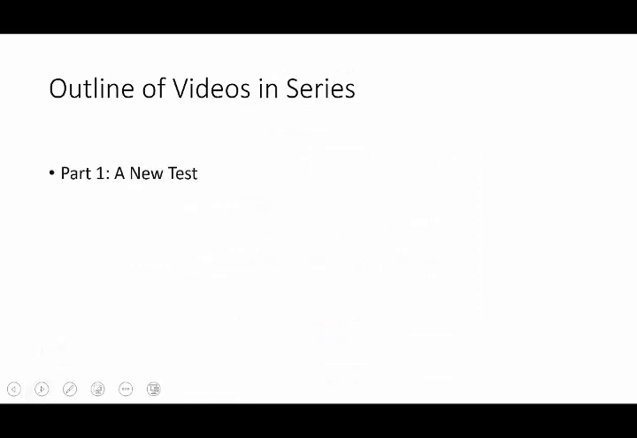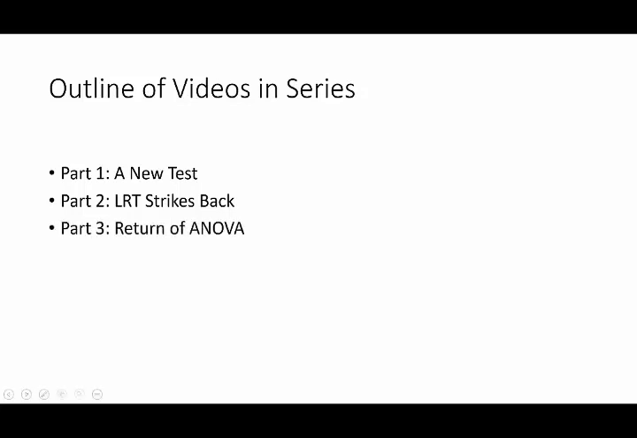And I wanted to give you a brief outline of how we're going to be laying out this series. This video you're watching right now is actually going to be part one, called a new test. We're then going to continue on to part two, which is LRT strikes back. We're going to come back to the likelihood ratio test and use that to develop an actual test statistic and rejection region for an ANOVA test. And then finally, in part three, we'll see the return of ANOVA. We're going to come back, see how to implement all this in R, and hopefully that will all end well.